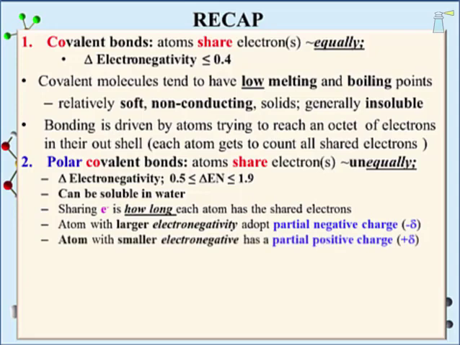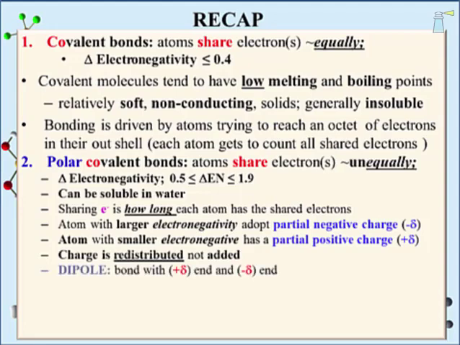The atom with the smaller electronegativity has a partial positive charge. In the polar bond, charge is redistributed, not added. Water is neutral, even though it has a dipole. In this context, a dipole is a bond that has a partial positive end and a partial negative end. Dipoles are an important feature in chemistry.